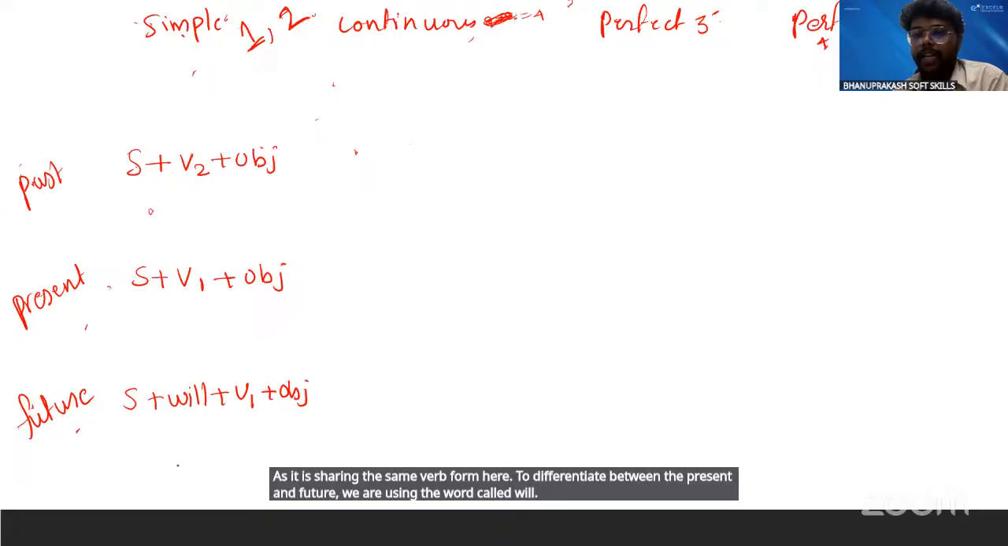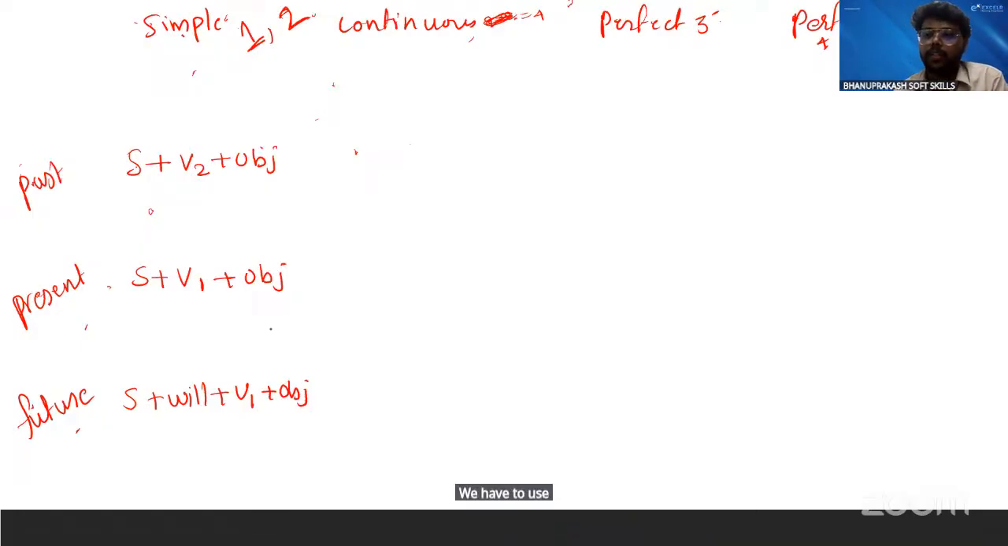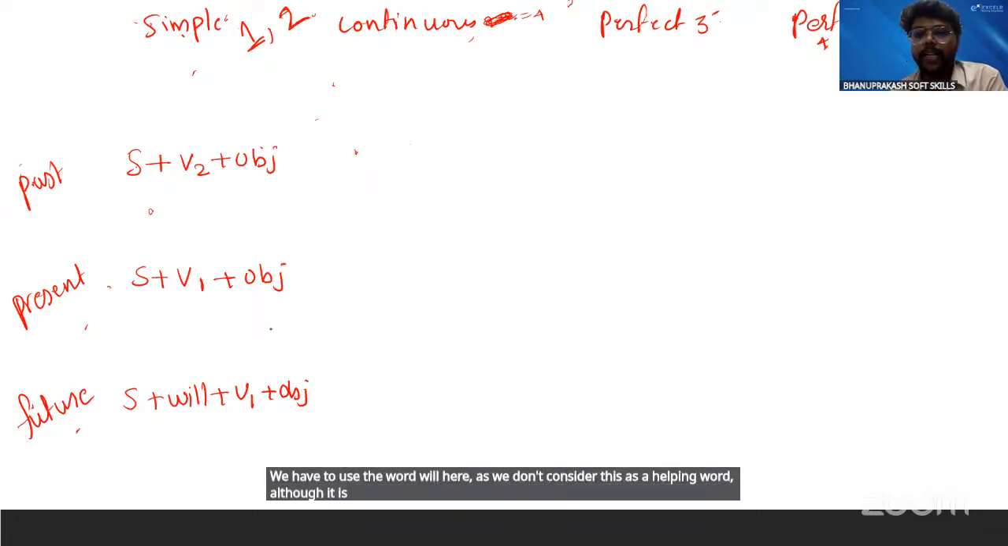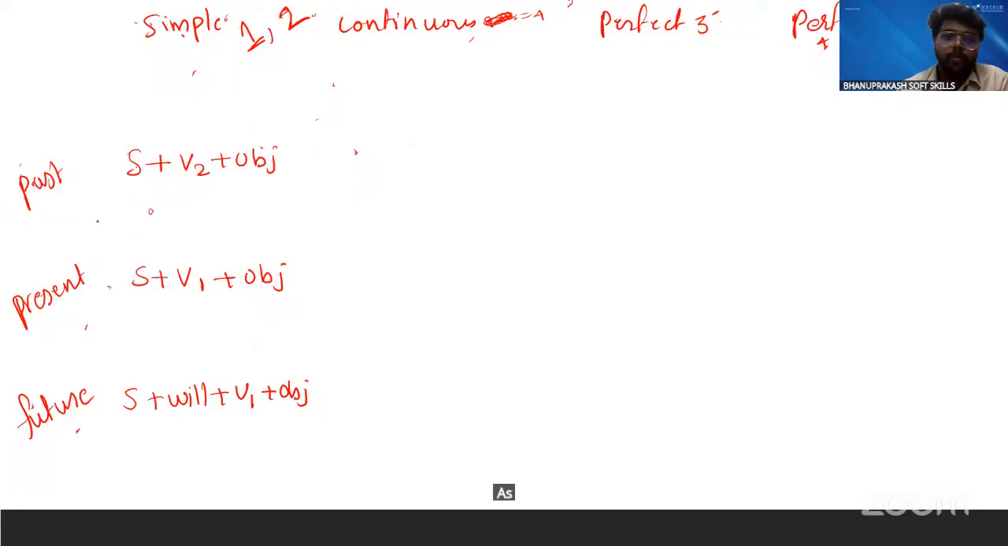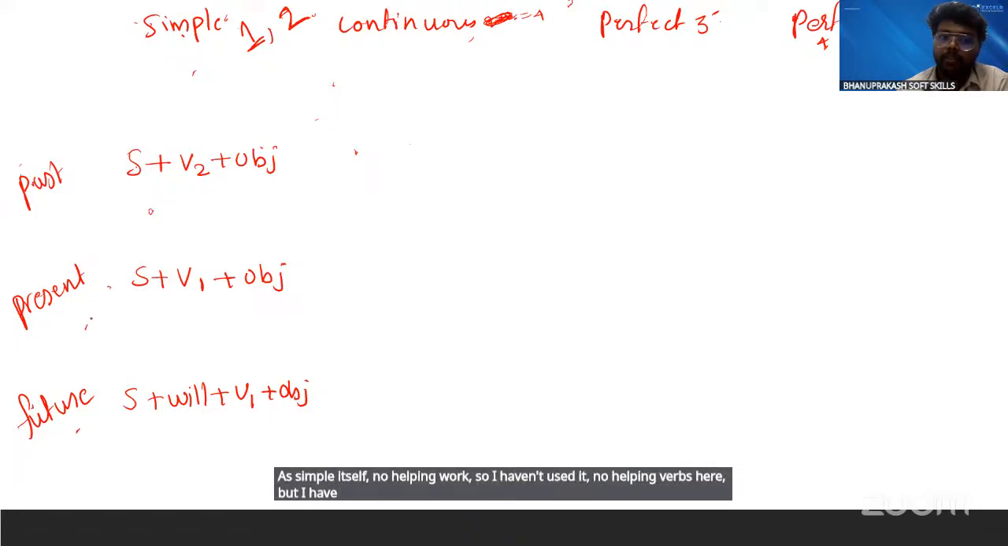Will itself indicates future. So whether it is simple, continuous, or perfect continuous, we have to use the word will in future sentences. We don't consider it a helping verb, although it is, because it is common to every future sentence. As simple itself has no helping verb, I haven't used any helping verbs here, but I have categorized V1 for present and future and V2 for past.